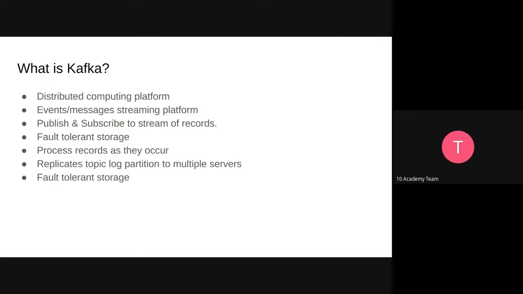And the second one is the event or message streaming platform. It might act as an event or message streaming platform, where the publisher publishes a stream of records, as we have seen in the previous slide. There is the publisher and the subscriber: one can publish, and the others on the subscriber side can consume those messages. And it's also fault tolerant storage, processing records as they occur.